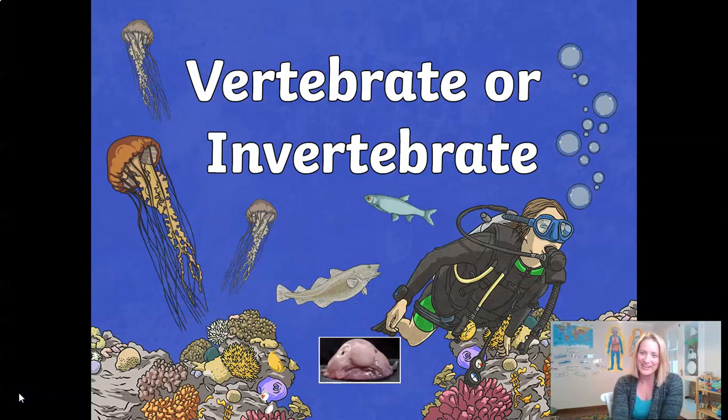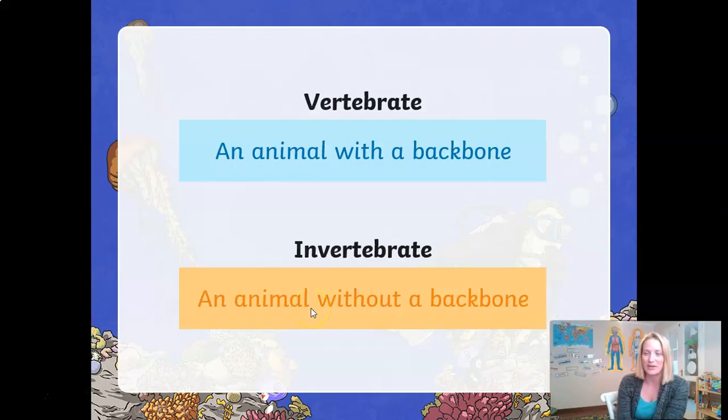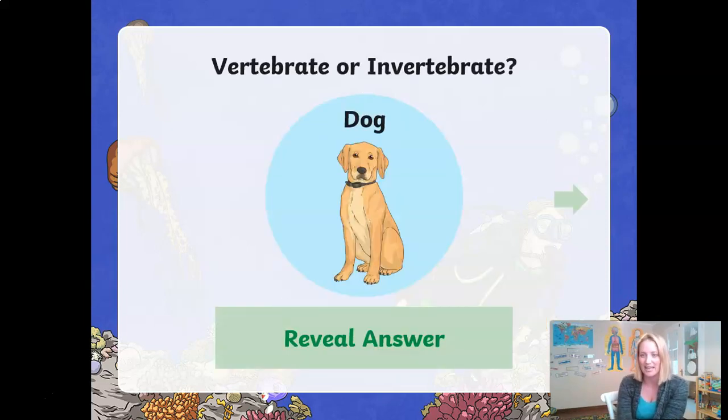So recapping on our understanding of vertebrates and invertebrates, let's have a little look and see if you can remember and play a little game with me. So just to recap, a vertebrate is an animal that has a backbone or spine. Remember, I told you the word vertebrate comes from vertebrae, which are the individual joints of your spine. An invertebrate has no backbone. So here's a little game just to get us moving and ready for today's lesson.